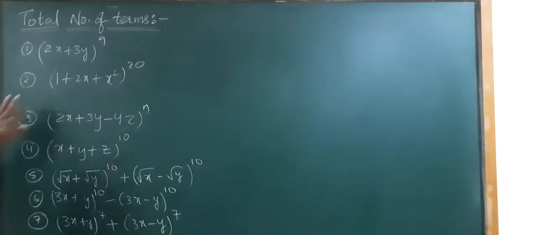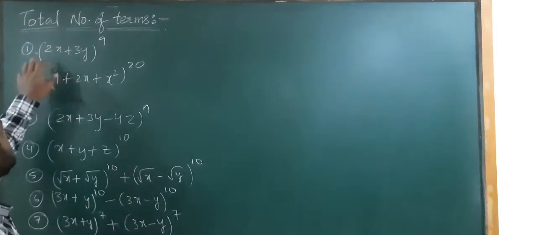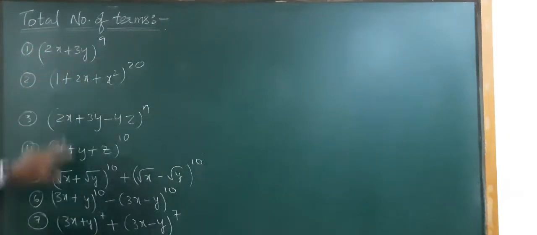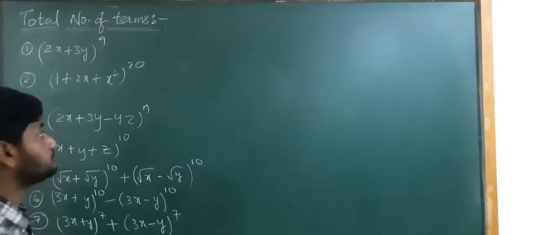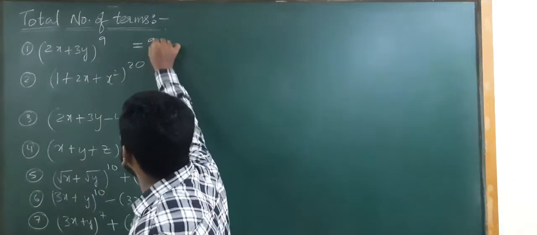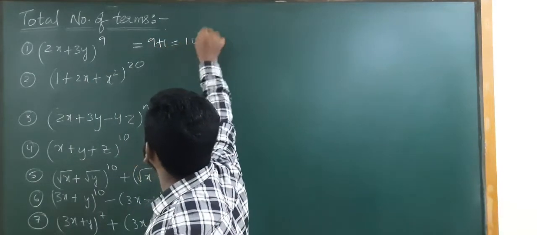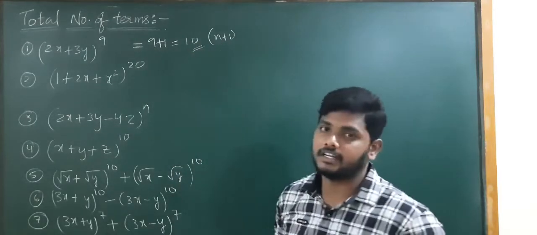Now when it comes to problems, all these problems are based on the previous concepts. We need to find the total number of terms for all these questions. First one, (2x plus 3y) whole to the power of 9. This is a very general one. We know that 9 plus 1 is equal to 10. The formula is n plus 1. So the total number of terms will be 10, right?